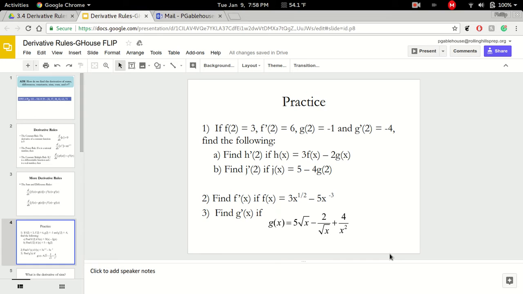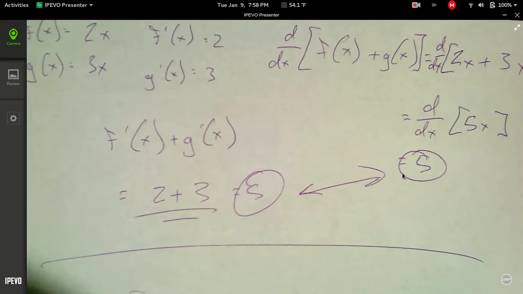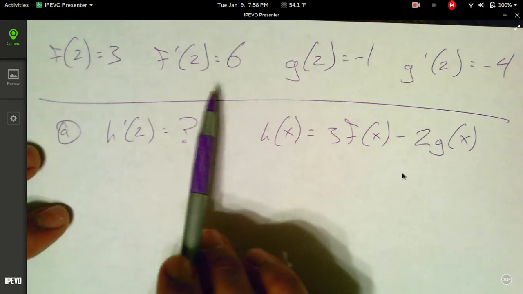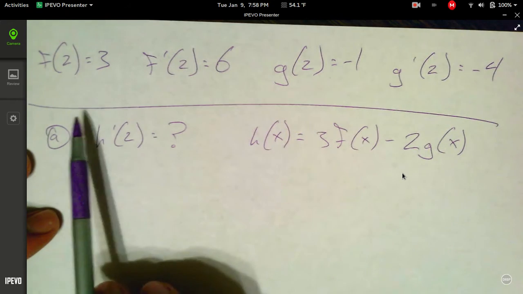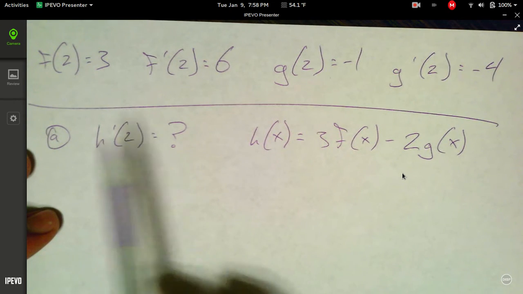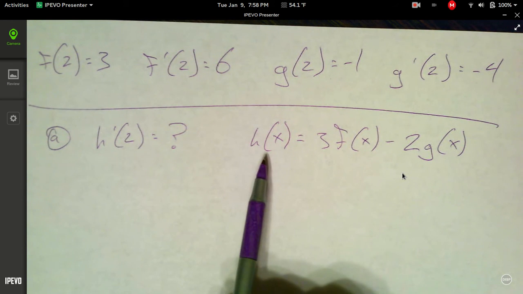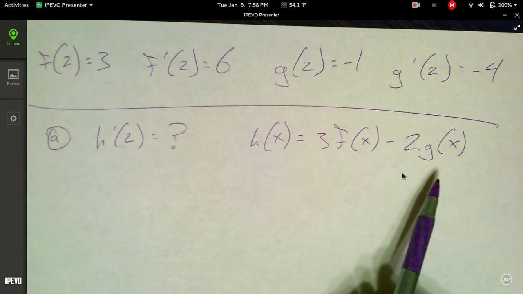So let's start off with A. So let's switch back to my feed here. Flip this over. Okay, so this is A, so we have f of 2 is equal to 3, all of our values of our functions, and we're looking for what h prime of 2 is equal to. And the information they give us is the general function of h of x is equal to 3 f of x minus 2 g of x.